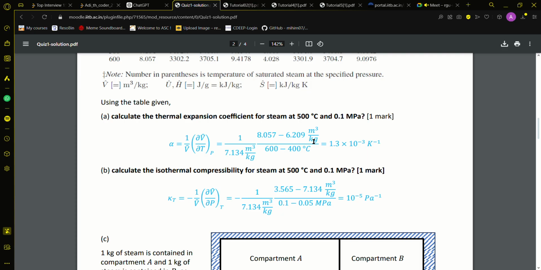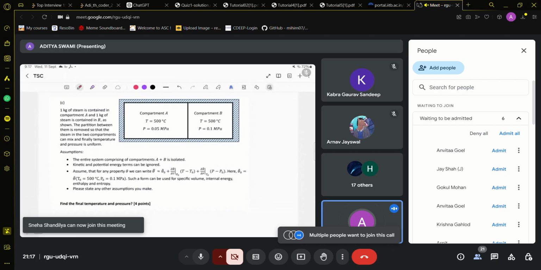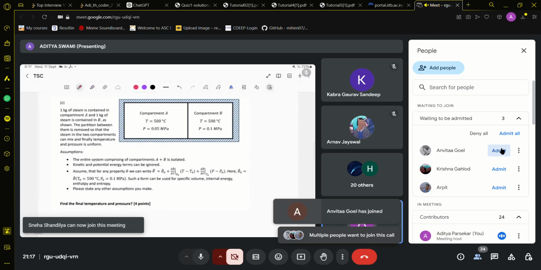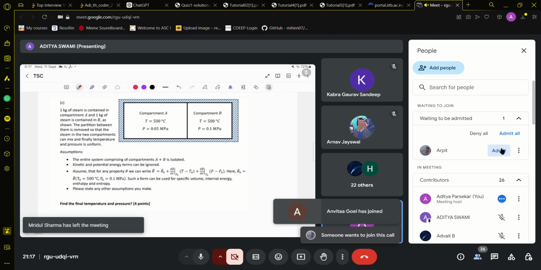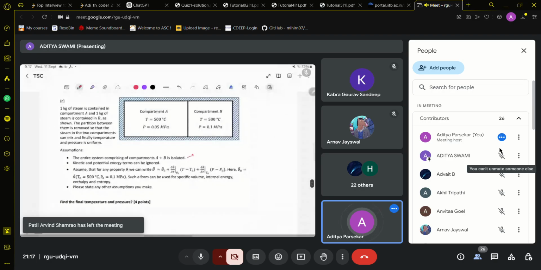So the next question we have is a continuation of the same question with the part C. That is, we have 1 kg steam contained in the compartment A, and 1 kg of steam contained in B, as shown. The partition between them is removed so that the steam in two components can mix, and finally the temperature and pressure is uniform. So assumptions: the entire system comprising of the compartments A plus B is isolated. So isolated means that there is no change in the internal energy of the system. So du by dt would be equal to 0.